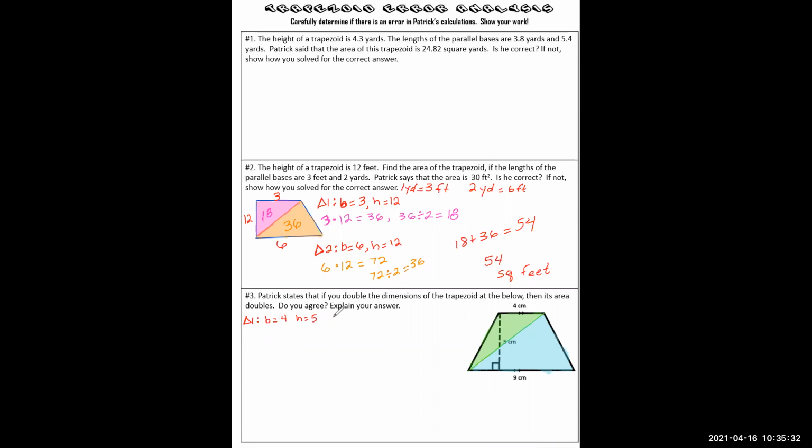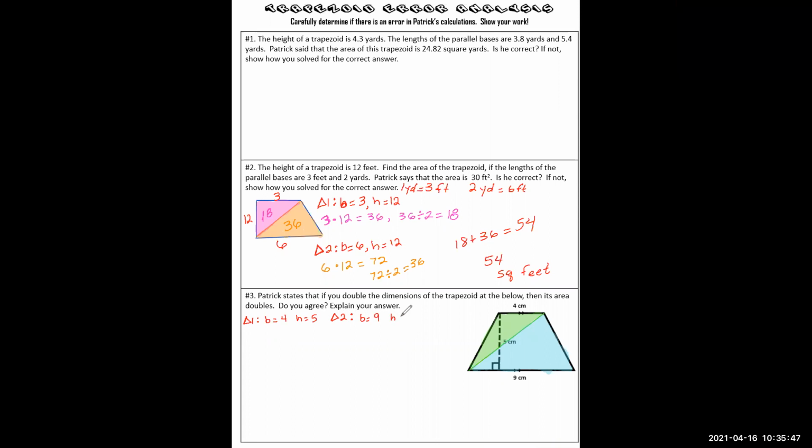Very good. Then we have triangle 2, which in my case I have as blue. What is the base? 9. Very good. And what is the height? 5. Awesome. We're going to find the area of both of these triangles. For triangle one, our green triangle, it is base times height. So 4 times 5 equals 20. If I divide that 20 by 2, I get 10. So the area of this triangle is 10. Now let's find the area of the blue triangle.